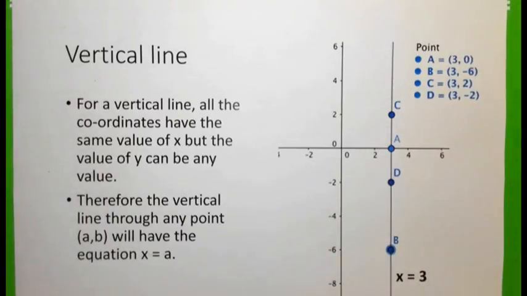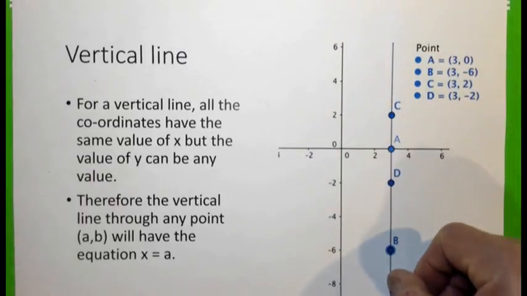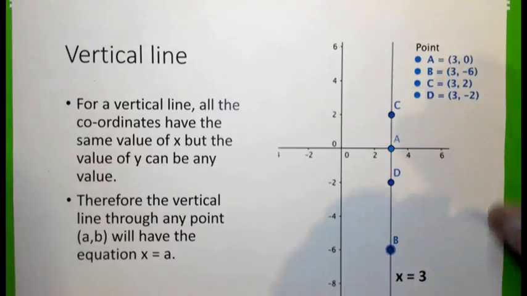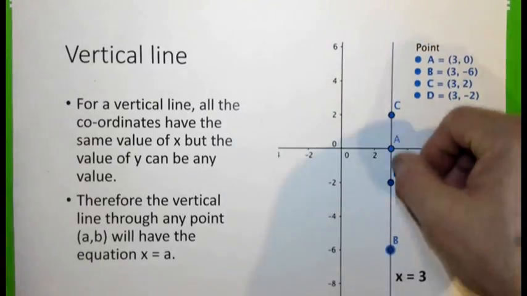What is unique about this? It is actually observed that for any coordinates or any points along this line, the x coordinate remains the same. There's no change at all. And therefore, we can say that the equation for this line is x equals 3. So if you're given a line to plot x equals 3, this is what it looks like.